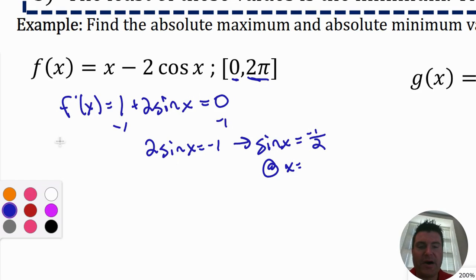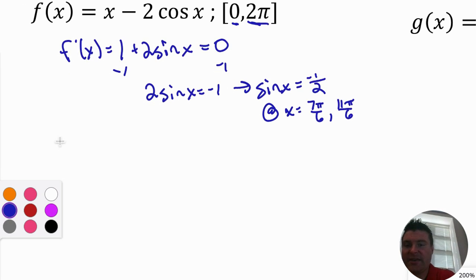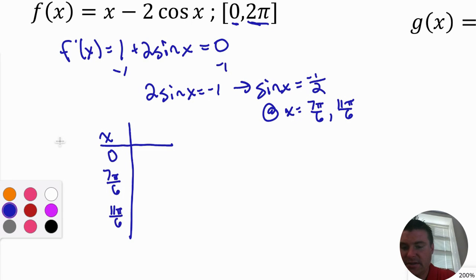We are in the pi over 6 family for sine of x equaling 1/2. So we're going to be doing 7 pi over 6 and 11 pi over 6. Now I'm going to do my candidates test and make a chart. I'm going to include my endpoint 0, and then go in order: 7 pi over 6, then 11 pi over 6, and then 2 pi. Those are my 4 candidates. Two of the candidates are endpoints, and two are critical points.